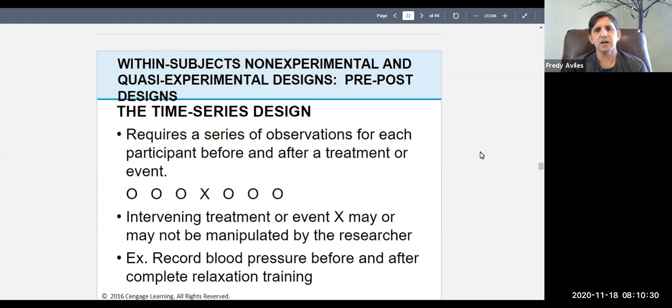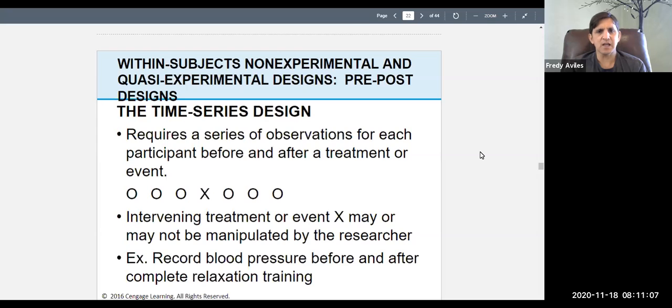Okay, today we're going to talk about what's called the time series design. If you look at the top heading there, this is a within subjects design. So we're on the topic of within subject, non-experimental and quasi-experimental designs. They're pre and post designs. That's a mouthful, I know. The important thing to remember is this is within subjects. You're using the same participants in all your groups, if there are any groups, but at least you're going to do some comparison.